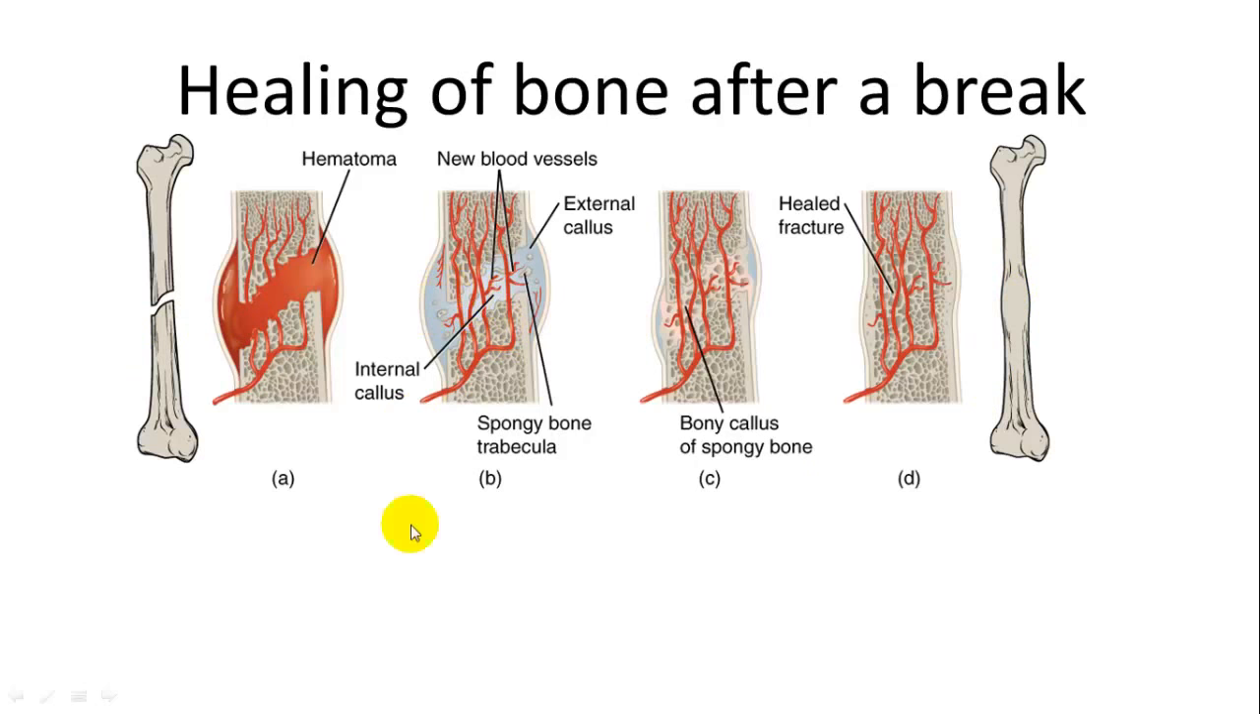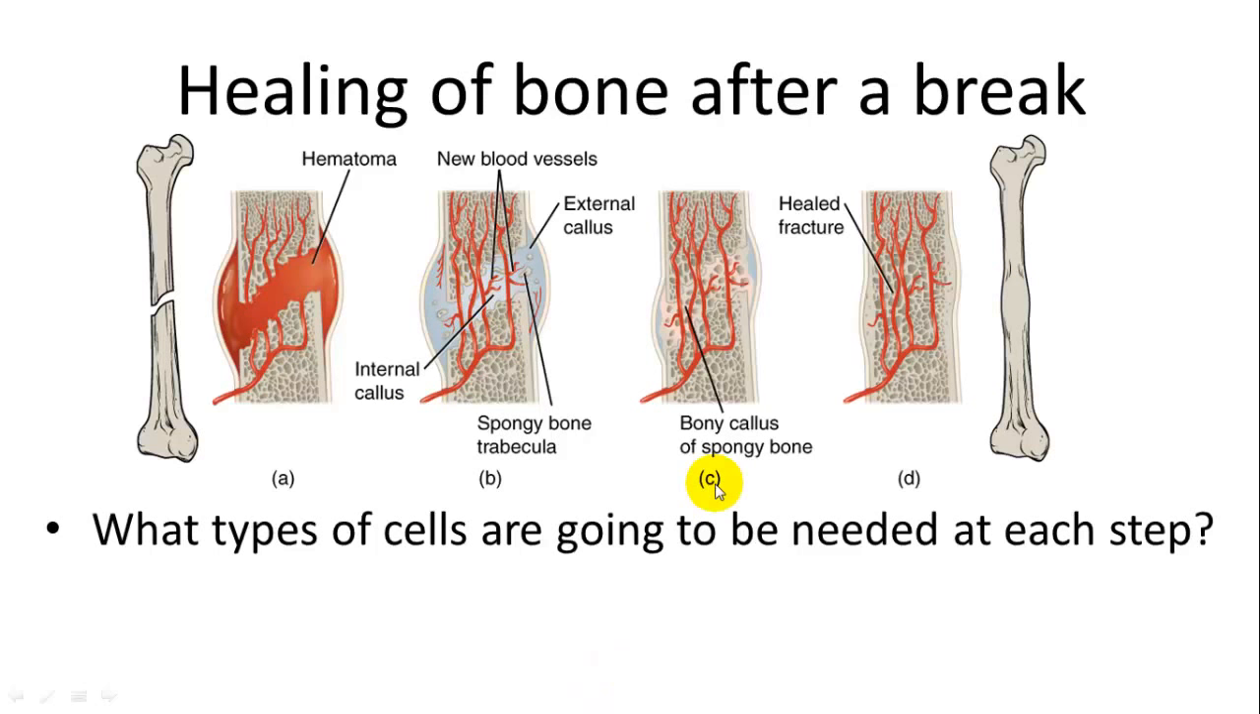And osteoblasts, osteoclasts, and of course, red blood cells and immune cells are going to be important for our beginning steps, and our osteoblasts, osteoclasts, and osteocytes are going to be important for the other steps. So a good exercise is to think about, all right, what cells are important for each of these different steps.